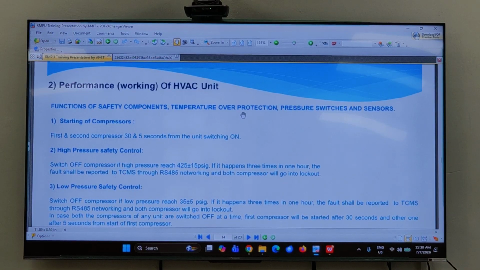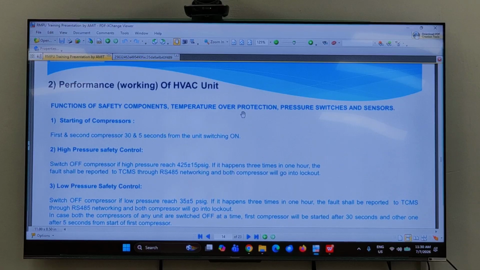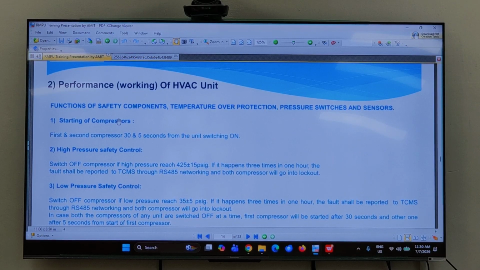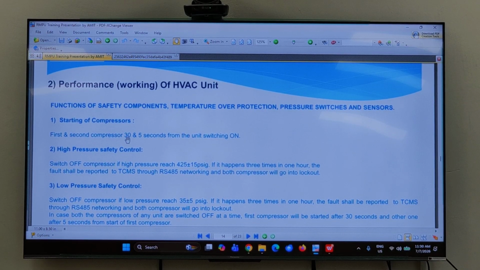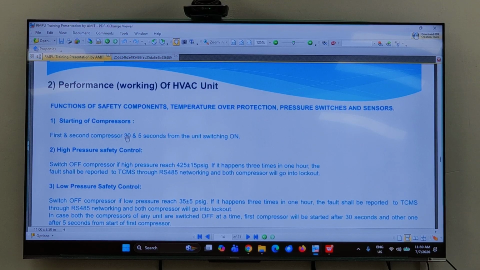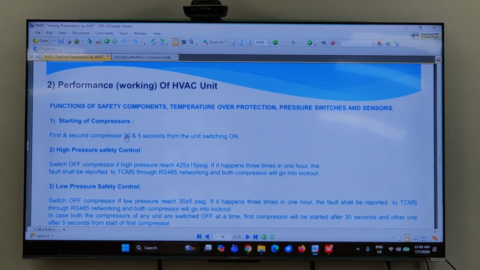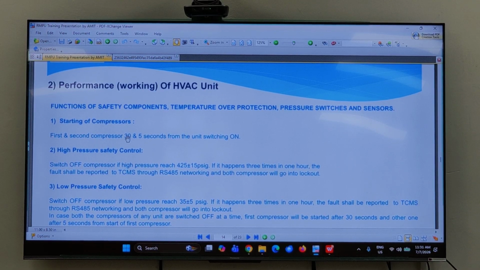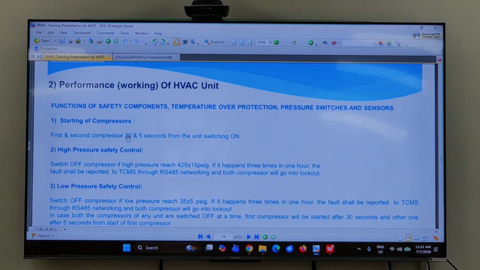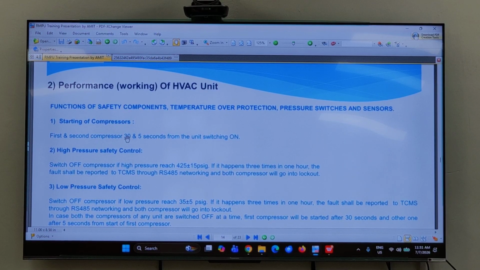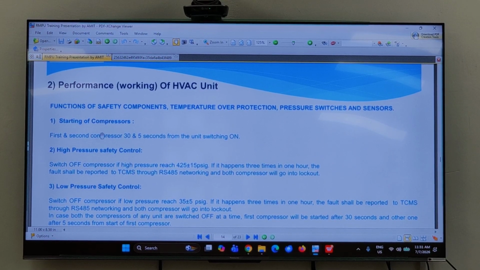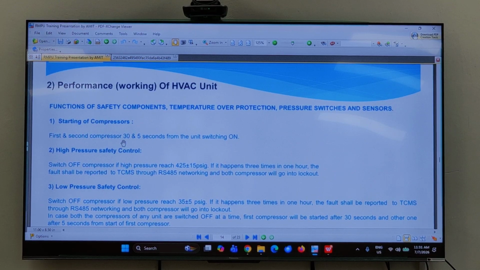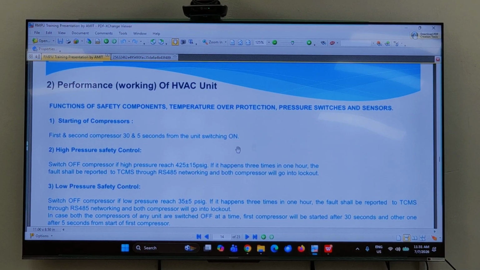Next comes the functionalities, like in which case the RFM will shut down, and in which case it will go to the lockout mode. At the starting of the compressor, when we are going to start the RFM, the first compressor will start after 30 seconds. Like suppose 450 volt is available, all of a sudden both compressors will not start. If both compressors need to start, then the first compressor will start at 30 seconds. After that, after 5 seconds, the next compressor will start. So we have this 30 seconds and 5 seconds.